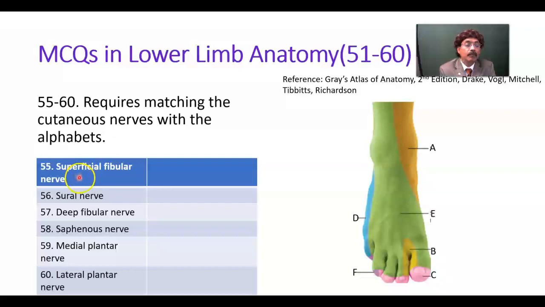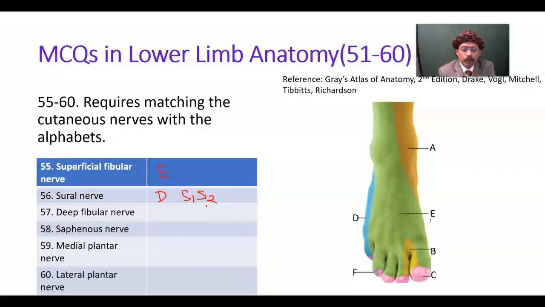What is the superficial fibular nerve? Okay, that is E. The superficial fibular nerve is here, E. Then the sural nerve is D. We got the sural nerve, root value S1, S2. That's the root value.